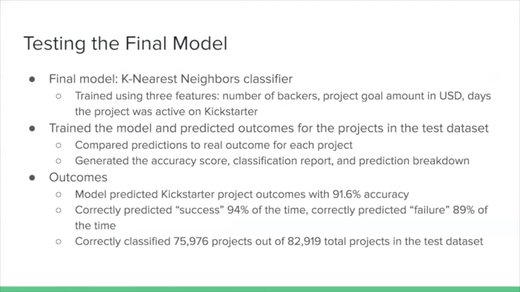So the outcomes: the model predicted Kickstarter project outcomes with 91.6% accuracy, which means that it correctly predicted successes 94% of the time and correctly predicted failures 89%. And it correctly classified 75,976 projects out of 82,919 total projects in the set. So we thought that this was pretty good.